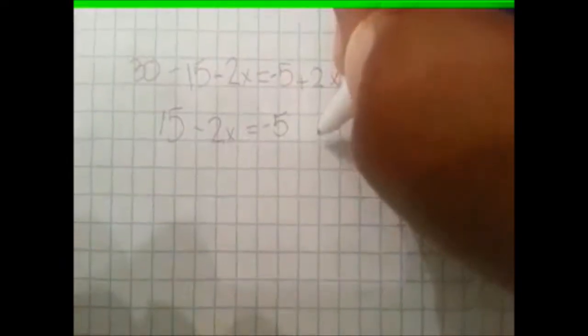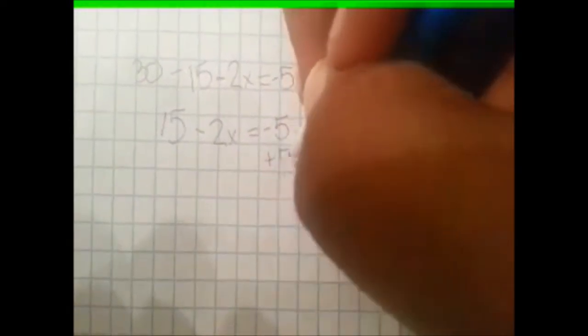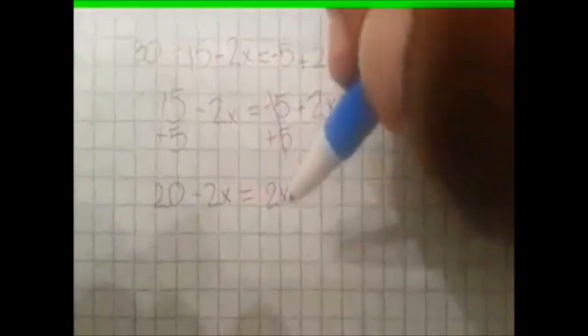So 30 minus 15, 15 minus 2x equals 5, negative 5, plus 2x, then you add 5 to 15, this would go away. 20 minus 2x equals 2x.